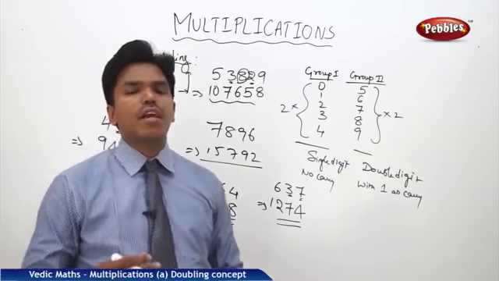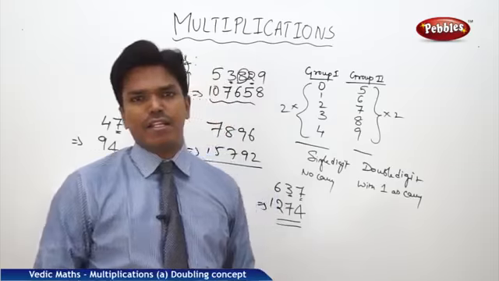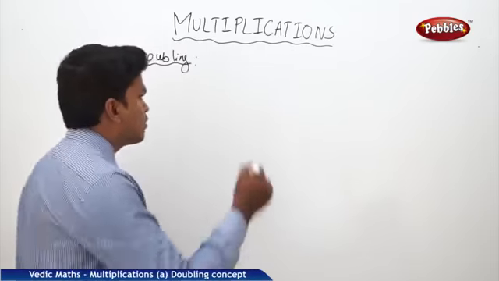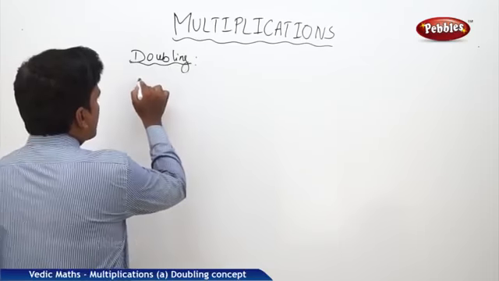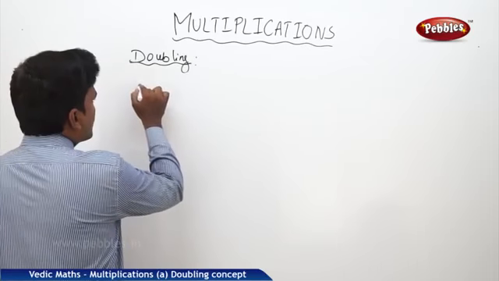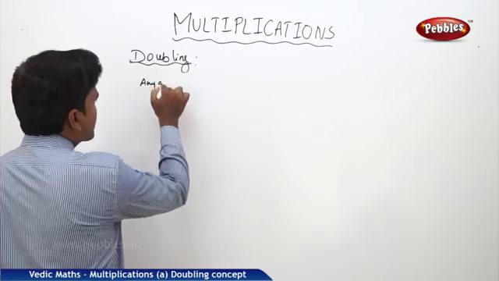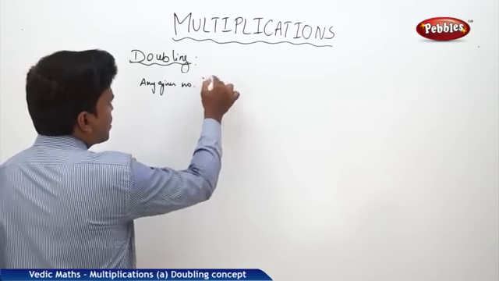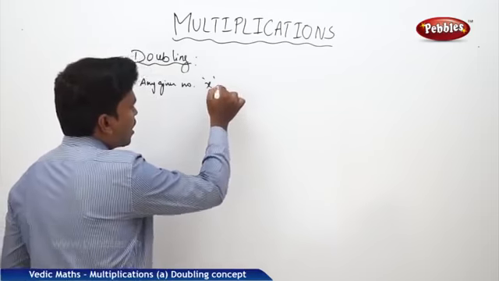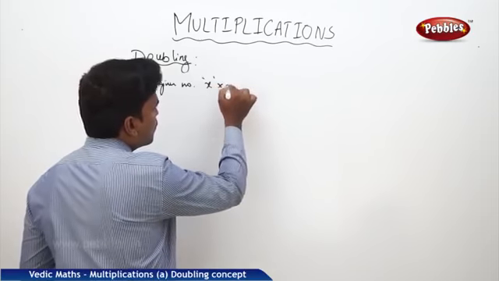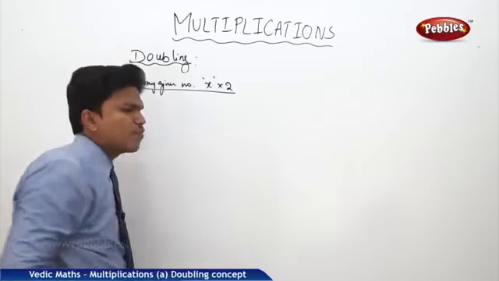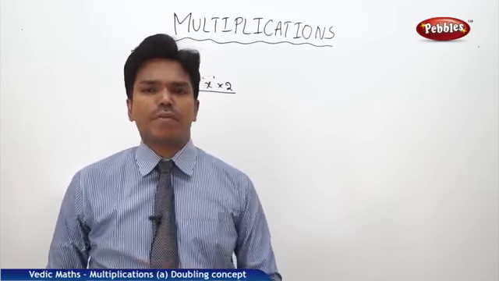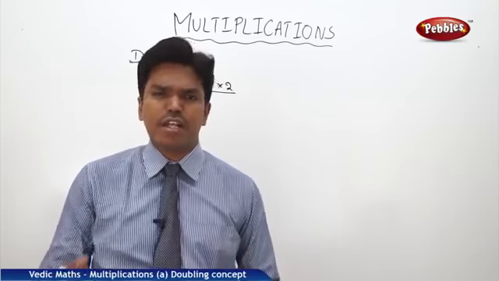Now we will see what are the advantages of doubling. First, any given number, we are considering any given number as x. Any given number times 2. Whenever you want to multiply any number by 2, you can follow this method. Just double it fast. That's it. That will be your answer.